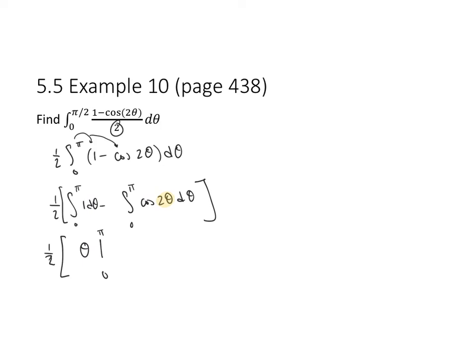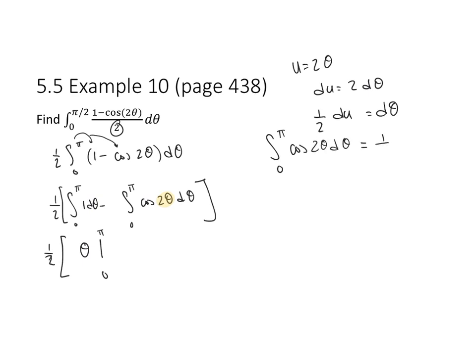So let's go ahead and rewrite that. Our u is going to be 2 theta. So then our du is 2 d theta. And we don't have a 2, so we need to move the 1/2 to the outside. So 1/2 du equals d theta. So now this integral from 0 to pi of cosine 2 theta d theta actually becomes 1/2 the integral of cosine u du.